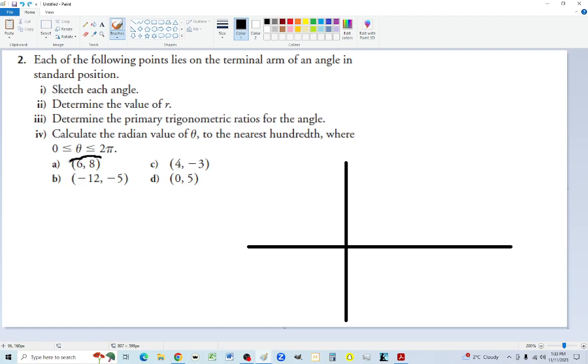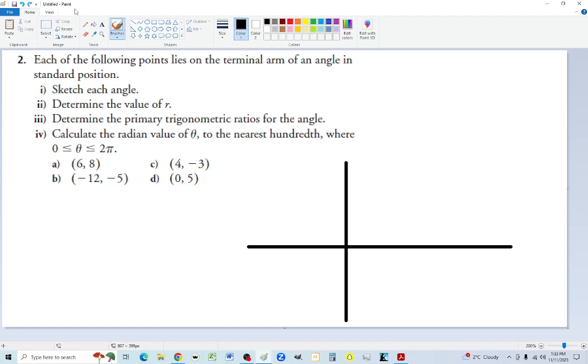So what quadrant is 6, 8 in? Well, x is positive and y is positive, so it's here. What quadrant is minus 12, minus 5 in? Well, x is negative and y is negative, so it's here. What quadrant is positive 4, minus 3 in? Well, positive 4 on x is here, but minus 3 is down here, so it's here. And what is 0, 5 in? Well, x is 0 and y is 5, so it's right on the y-axis.